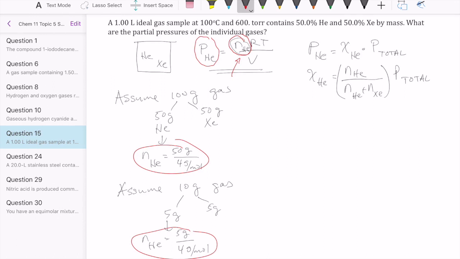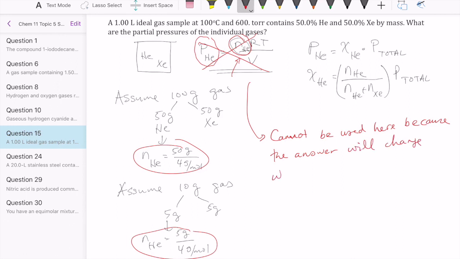And obviously, the answer cannot change regardless of the assumption you use. You have to have the same answer for this question. So as a result, this approach will not work to solve this problem. We don't use this here because the answer will change when the assumption is changed.